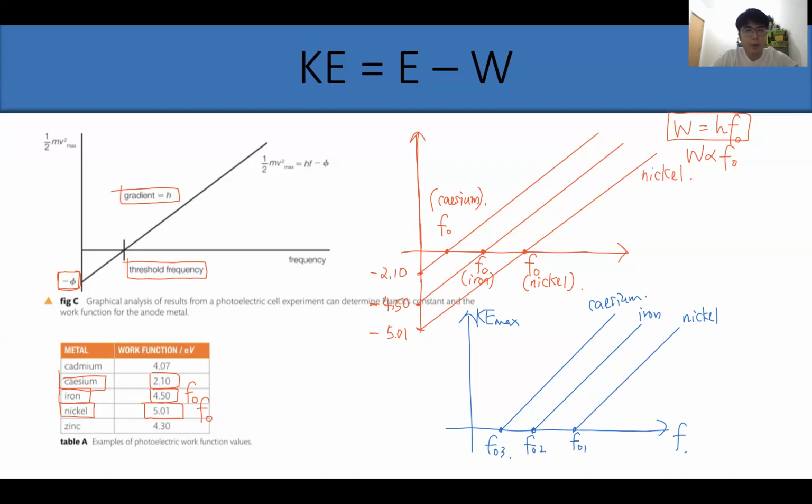If you choose high work function, that means your light must exceed the threshold frequency. Your threshold frequency will be higher, of course, if you choose the one with the higher work function. For example, nickel here has the highest work function, so you need the most energy to create these photoelectrons compared to calcium, for example. So with calcium, you don't need as much energy to emit the electrons.